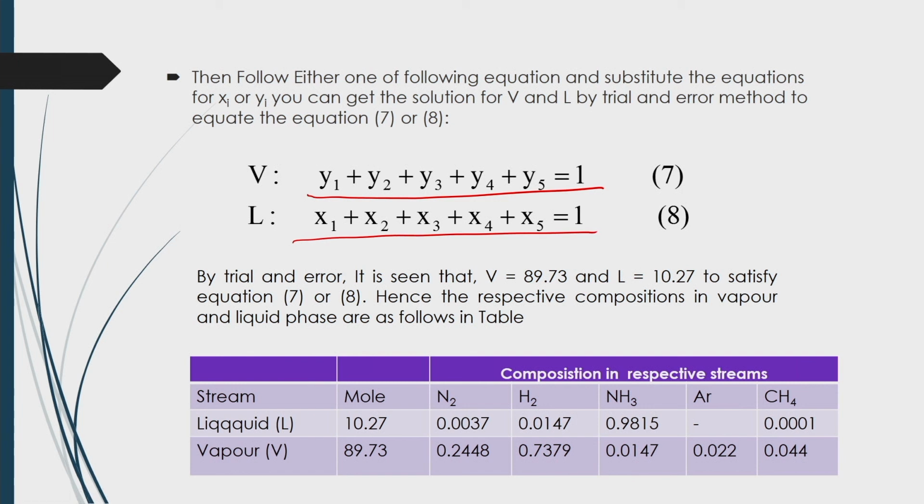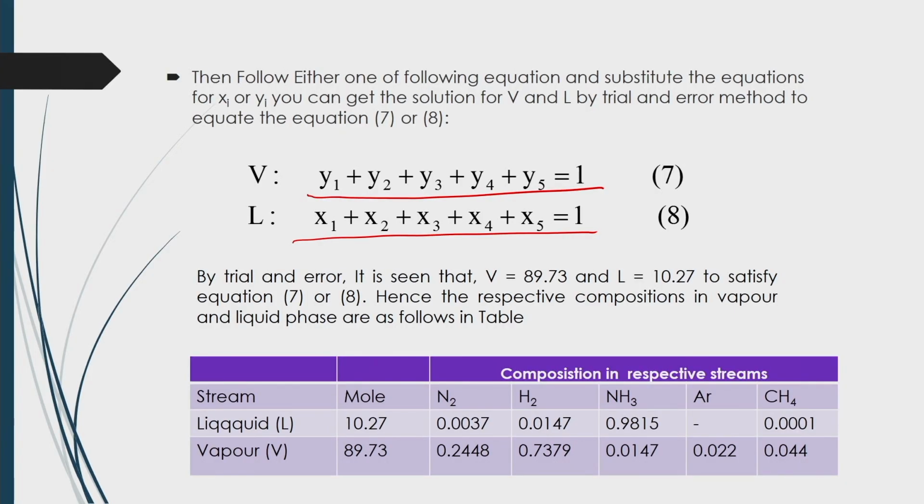Now, by trial and error, just by changing your liquid amount and vapor amount, you will see the summation come to approximately 1. You cannot say that it will be exactly 1, but there will be a very small error, maybe 1.0001 or 0.9999 like this. When it comes near about 1, you can say that at that particular vapor and liquid amount, the summation of xi or the summation of yi will be equal to 1.